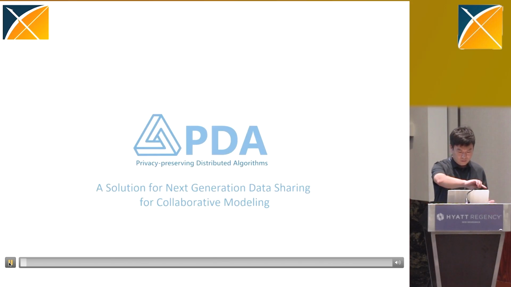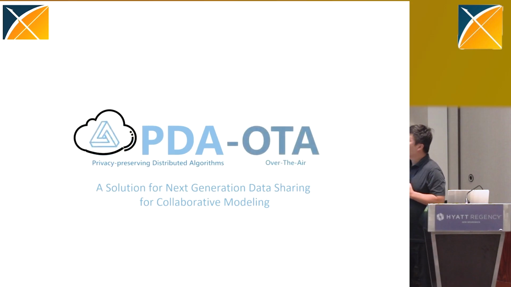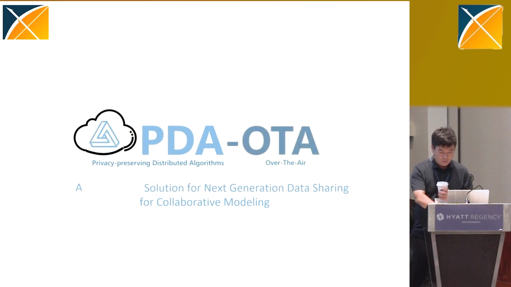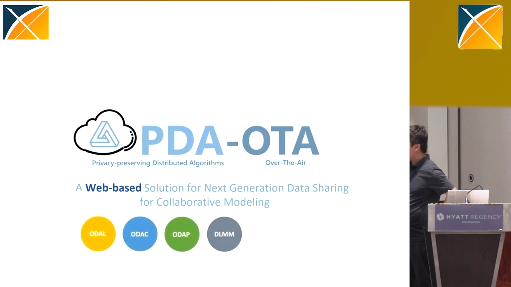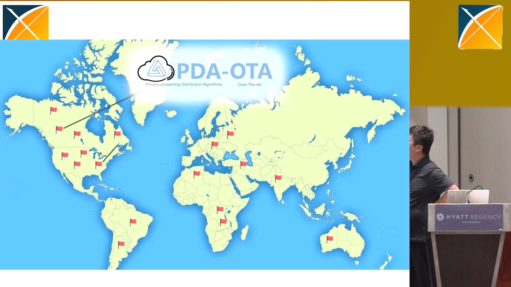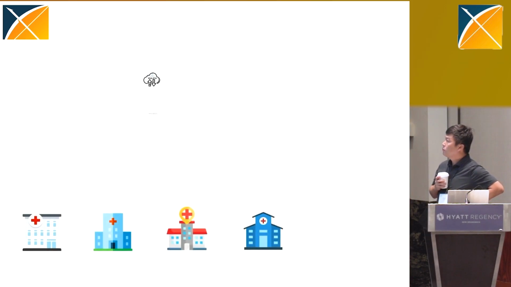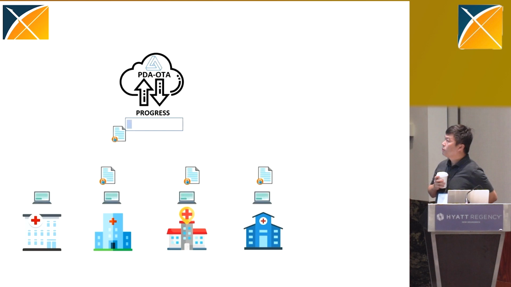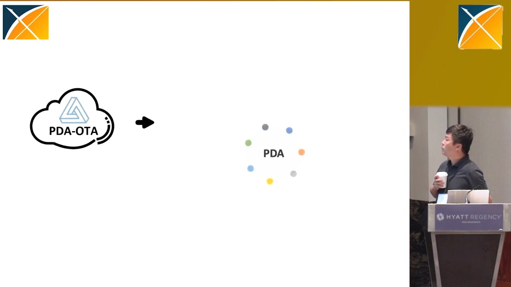Welcome to PDA OTA, Privacy Preserving Distributed Algorithms Over the Air. PDA OTA is a web-based interface for secured sharing of aggregated data for multi-site studies using our privacy-preserving distributed algorithms. PDA OTA is a unified platform that facilitates national and international collaborations requiring aggregated data sharing for collaborative modeling. PDA OTA synchronizes project status, offers cloud-based SFTP, and generates model-specific tasks for streamlined implementations.